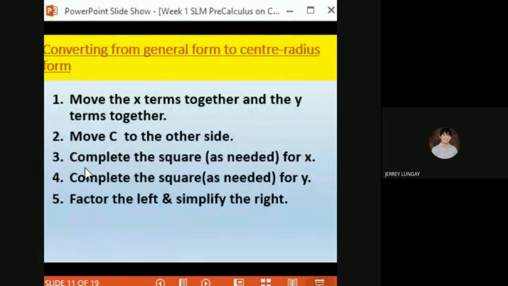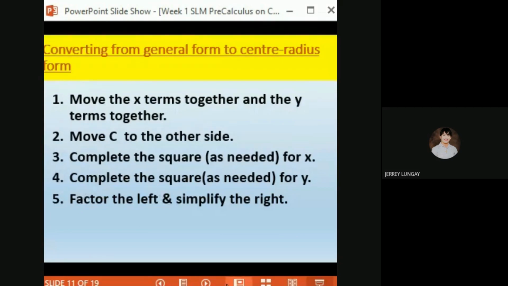That number has no variable x or y. We will move it to the other side so that the equation is no longer equal to zero. For steps number 3 and 4, we will complete the square, first for x, then for y. Then in step number 5, we will factor and simplify it.